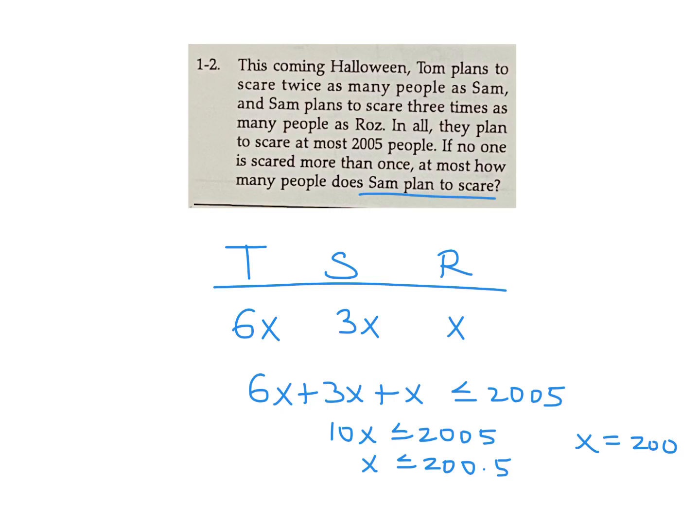And what are they saying? Sam. So Sam is 3x, so 3x would be 600.